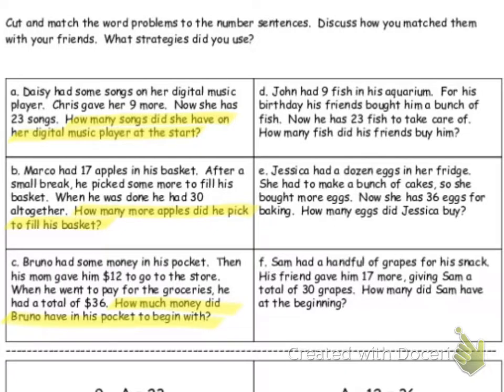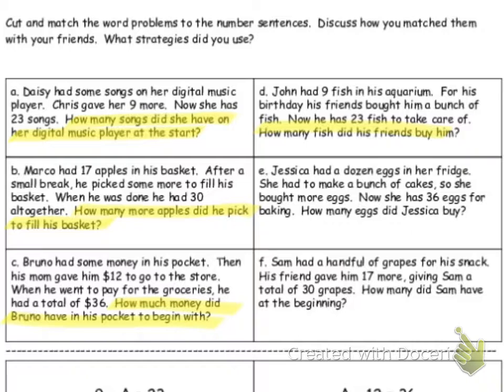Jade, John had 9 fish in his aquarium. For his birthday, his friends bought him a bunch of fish. Now he has 23 fish to take care of. How many fish did his friends buy him? What is the unknown that I'm looking for? Yeah, how many fish did his friends buy him? Excellent.